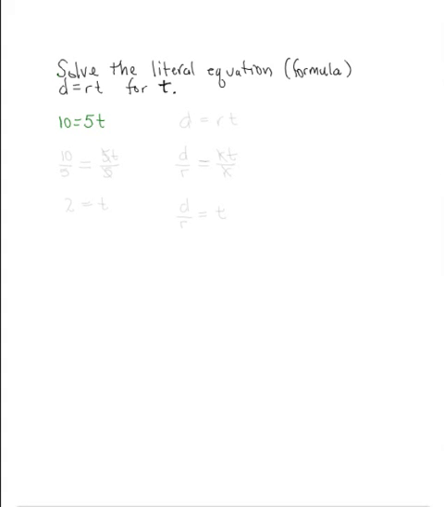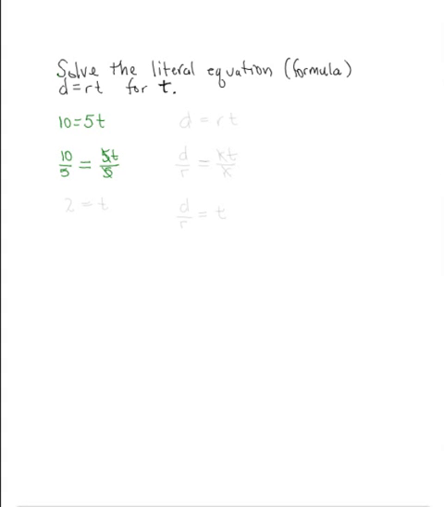In this case, the 5 and the t are being multiplied, and we want to undo multiplication with division. So to isolate the t, we divide both sides by 5. This gives us 10 divided by 5 and 5t divided by 5. Since we divided both sides by the same quantity, it remains equal, and we can put this equal sign there. Now we've got a 5 up top and a 5 down below. Since neither of them is being added or subtracted, those are canceled.